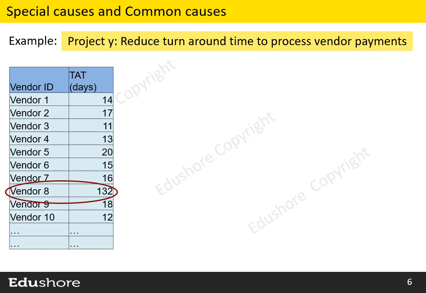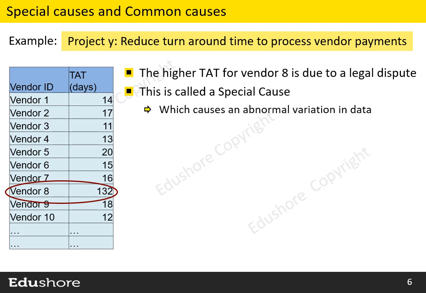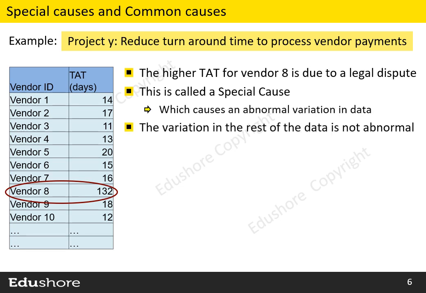Let's say the higher turnaround time for vendor 8 is due to a legal dispute. This is called a special cause, which causes an abnormal variation in data. The variation levels in the rest of the data appears to be normal. In other words, the variation is not abnormal. And the causes for these normal levels of variation are called common causes.